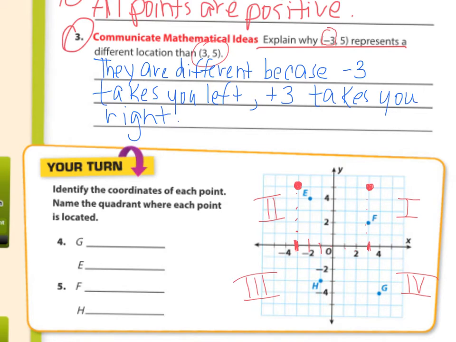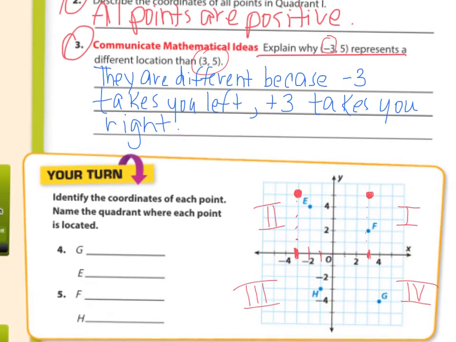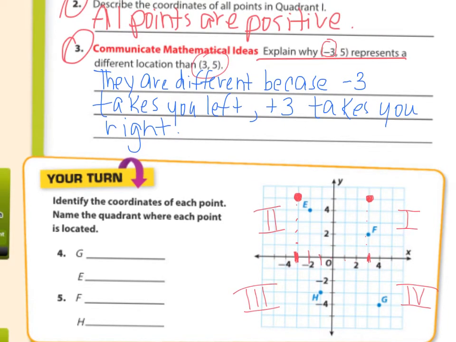This is my explanation. They are different because -3 takes you left and +3 takes you right. Remember that first number puts you on the x-axis.